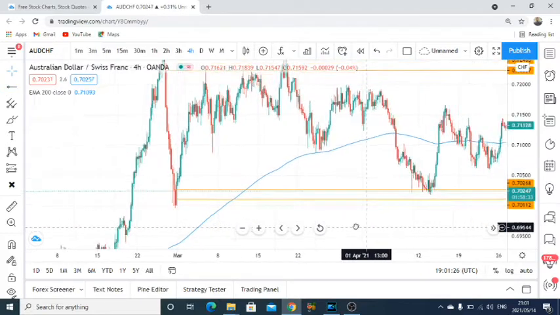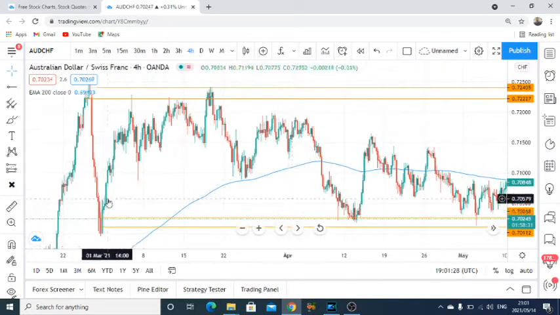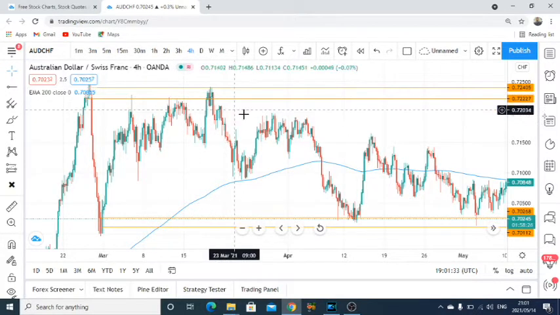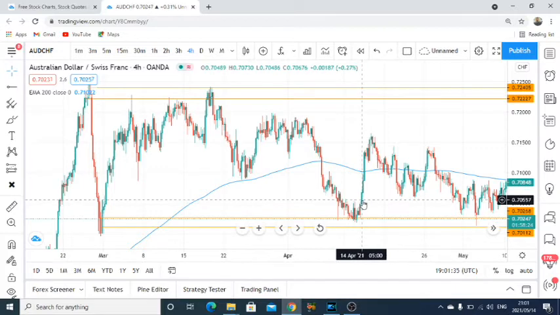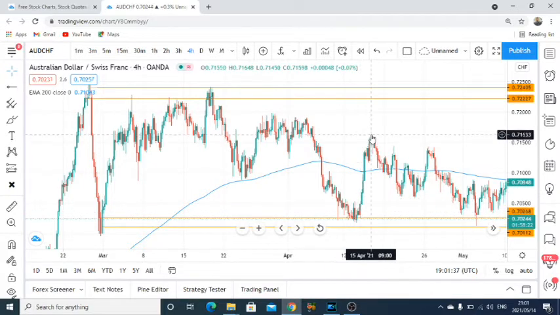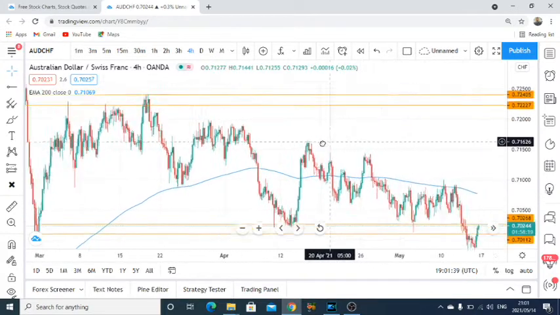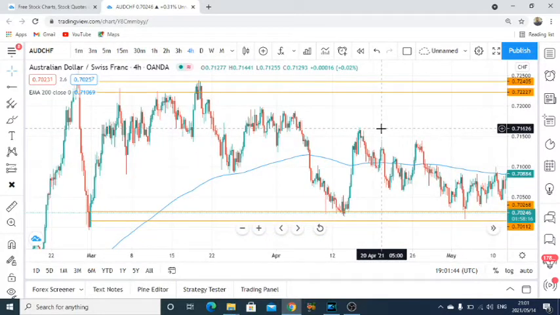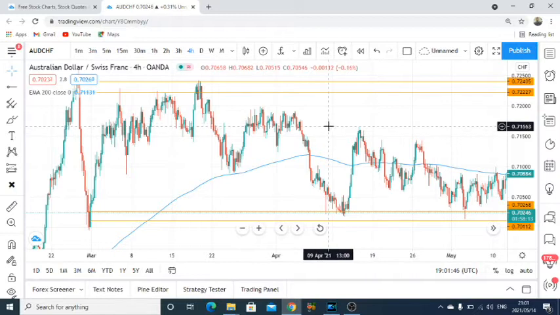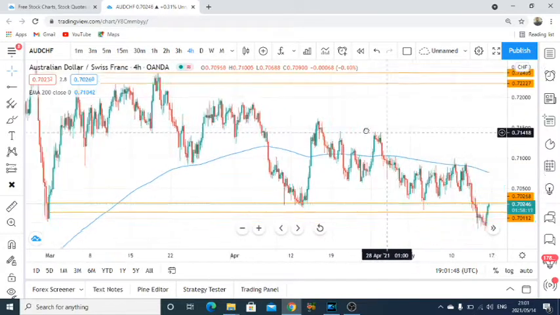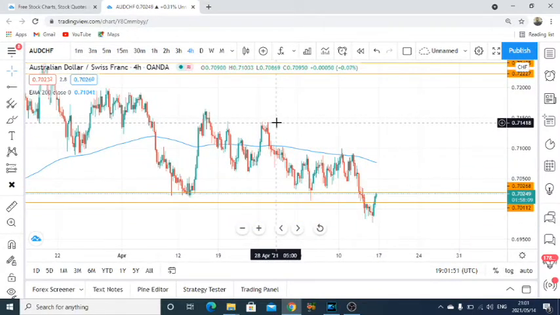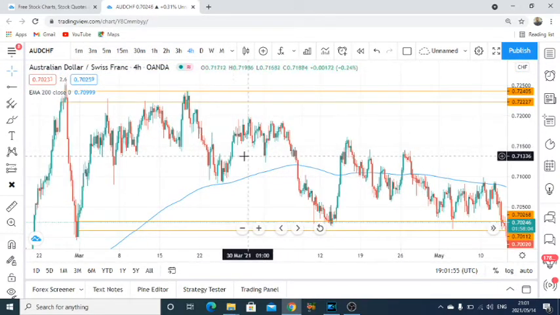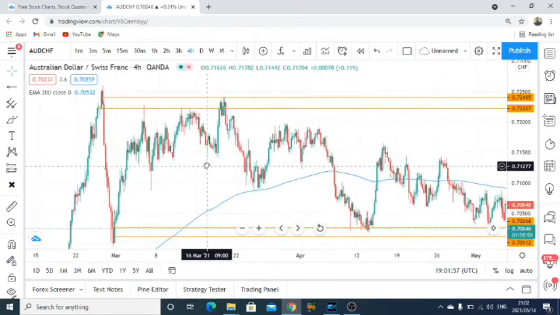You can see what they did. They pushed the market higher, they mitigated this order block, and then they came back down, they mitigated this one, they went up again, and then they pushed the market down, as they wanted to push the market down. See, the market went down. So that's all about a bullish order block and a bearish order block.